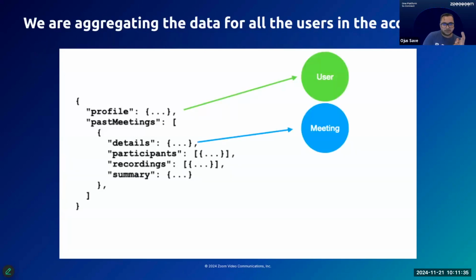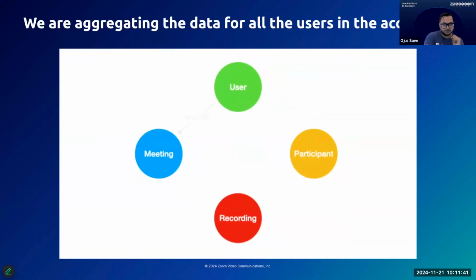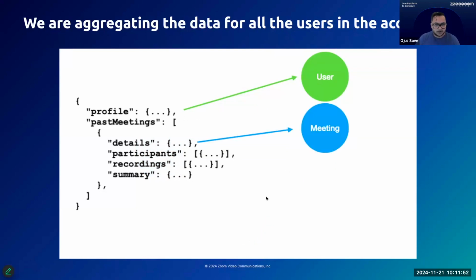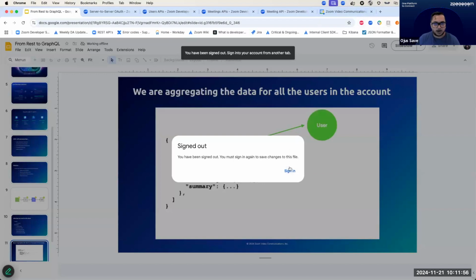So again, this is a quick GIF of what we did. A user hosted a meeting, a participant attended a meeting, a user could also be a participant in the meeting, and a meeting had a recording. So let me go ahead and show you how I configured the Zoom app.